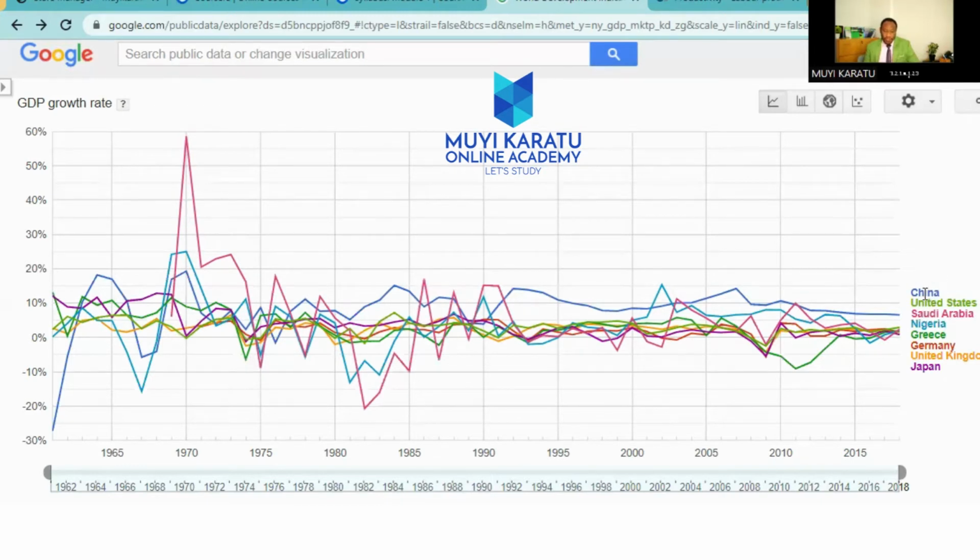One interesting thing before we go is China. Look at China in the 60s. China is below 30, almost negative 27%. But look at China's economy. Look at how the Chinese economy has been so stable. There's China. Look at how stable the Chinese economy has been.